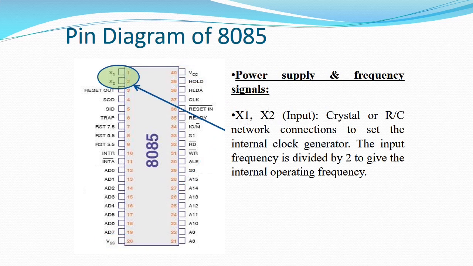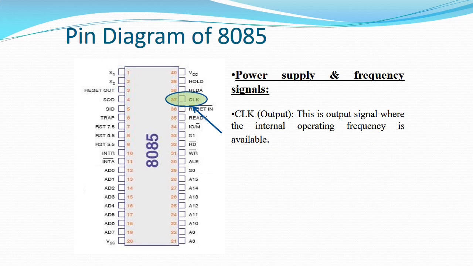The next pins are called X1 and X2, and these are pin numbers 1 and 2. A 6 MHz crystal oscillator is connected externally to these pins, that is X1 and X2. Internally, this 6 MHz clock is divided by 2 and a 3 MHz clock is used for the CPU. So our 8085 microprocessor works on a 3 MHz clock speed.